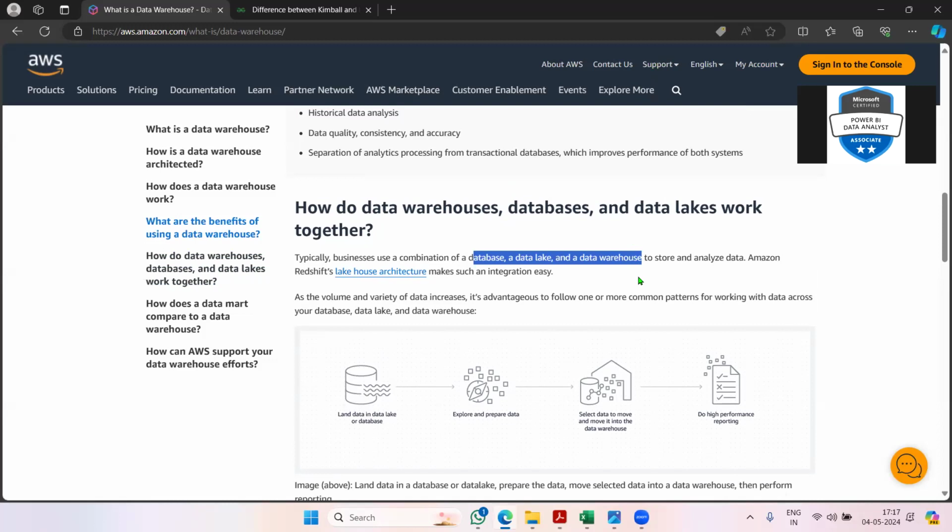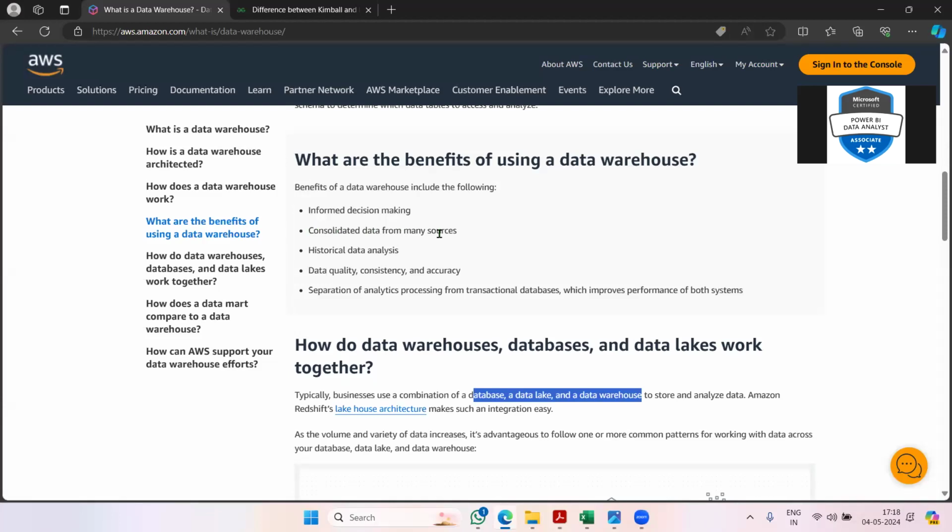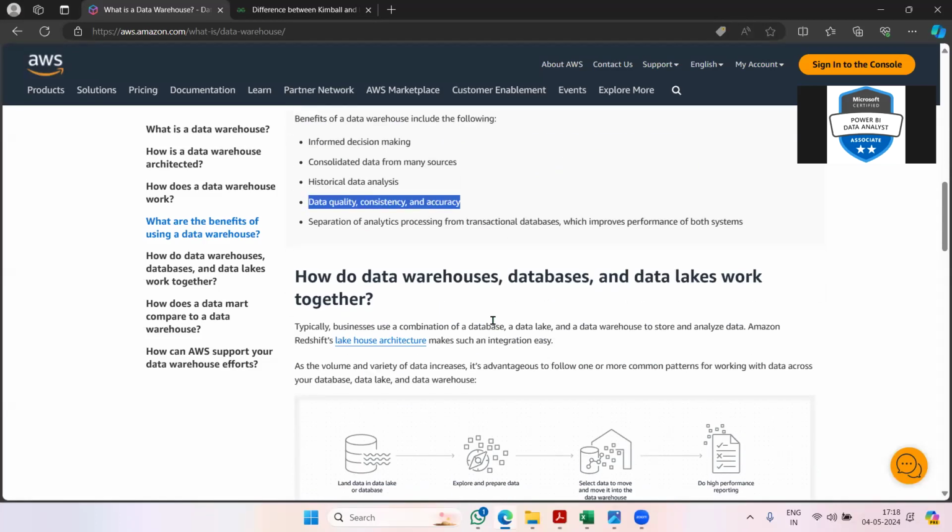Now, wherever you have the option to store data in an organized fashion of tables and columns, we call it a database, right? Data warehouses are the same thing. As I told you, data warehouse is a concept, but the underlying solution is provided through databases. And they would be more organized because we are going to consolidate data from many source systems: historical data, data quality, consistency, and accuracy. So information or data that is stored in a data warehouse is going to have good quality, consistency, and accuracy.